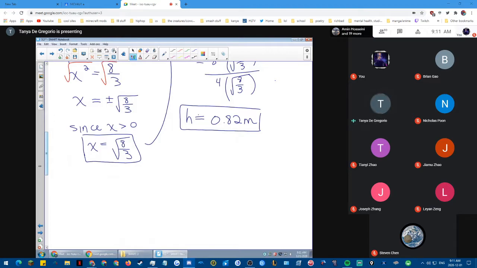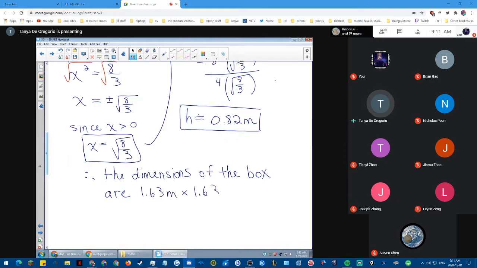Okay. Now, we say therefore, the dimensions of the box are, so what's root 8 over 3 as a decimal? 1.63. Perfect. And that's my base, right? So 1.63 meters by 1.63 meters by 0.82 meters. Those are the dimensions of the box.